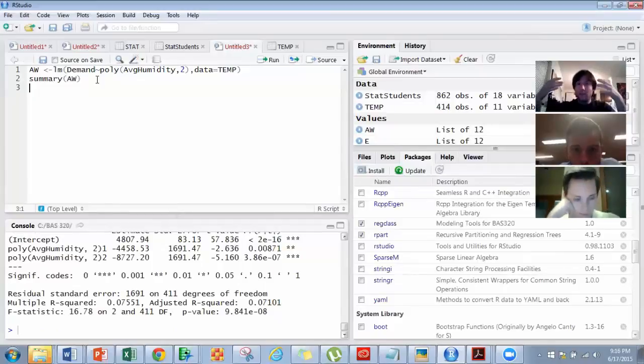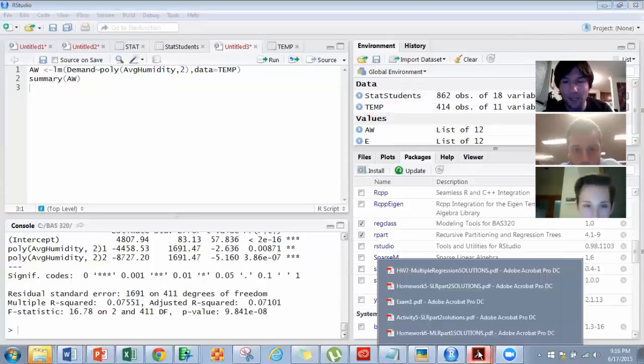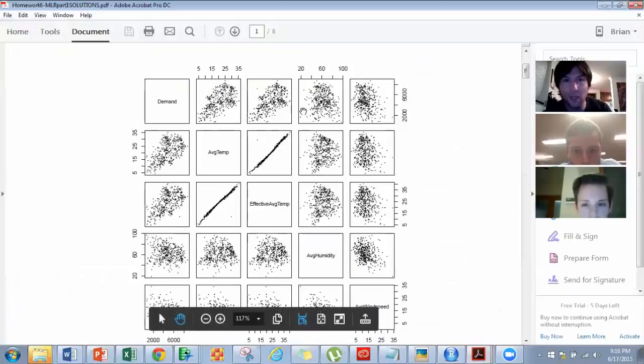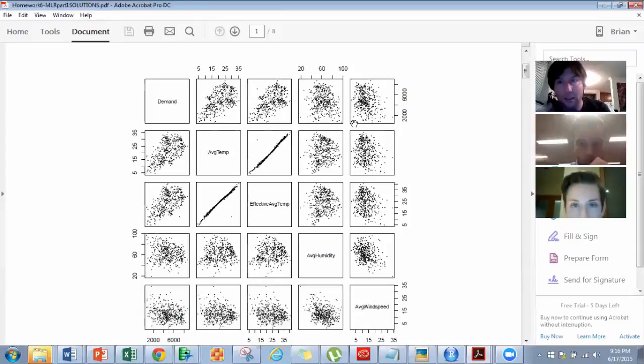Look at that. What did I say? Do you see it? No? What I postulated was, is there some sort of significant parabolic effect between demand and average humidity? This plot right here, do you see the parabolic relationship in here? I can see it curving a little bit. You see that a little bit?